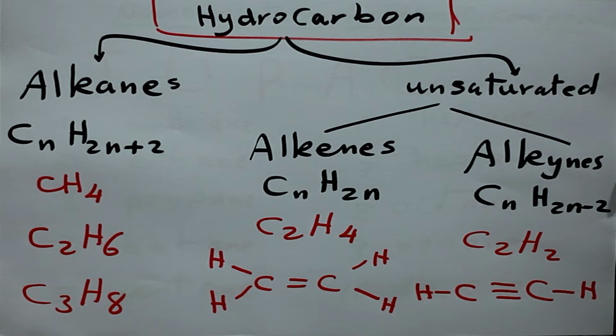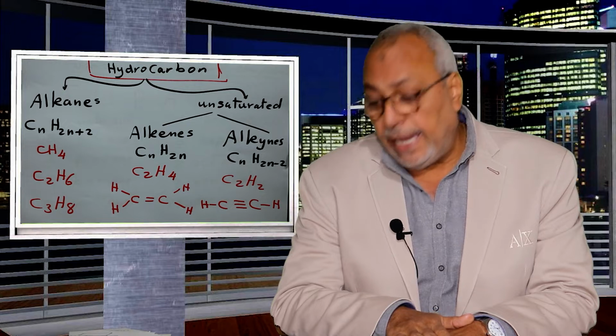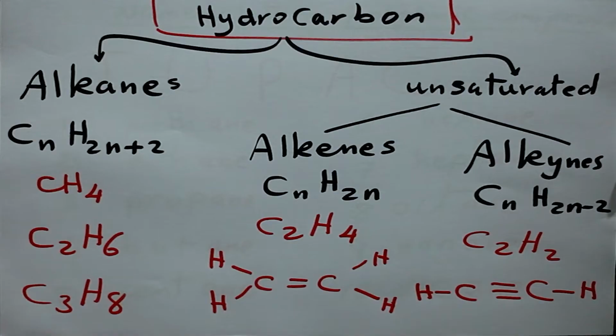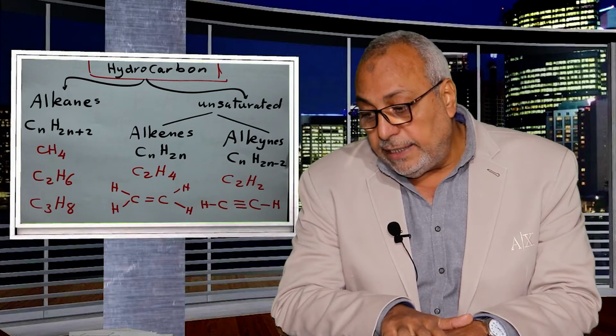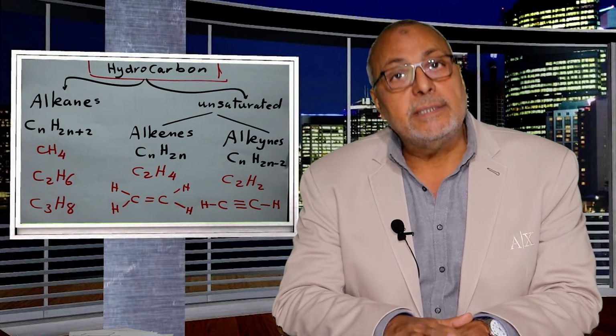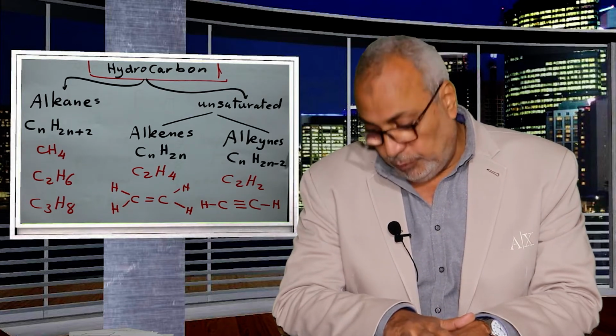Hydrocarbons are classified into aliphatic and aromatic. Aliphatic hydrocarbons contain carbon and hydrogen. We can classify them into saturated and unsaturated. Saturated, its series is called alkanes. Unsaturated, we have alkenes and alkynes. What is the difference between the saturated and unsaturated?